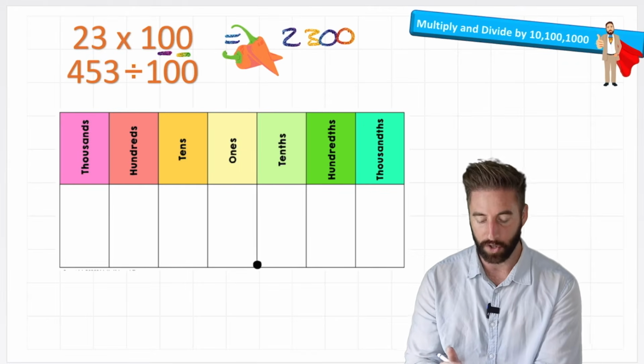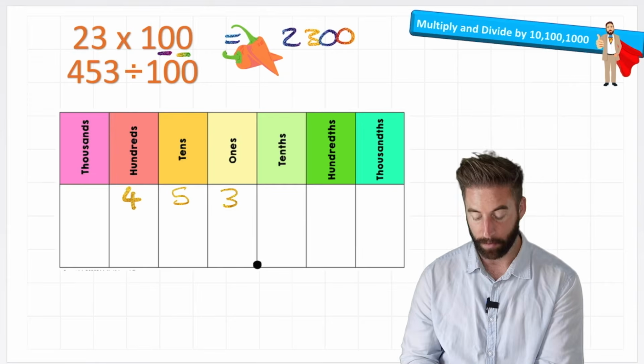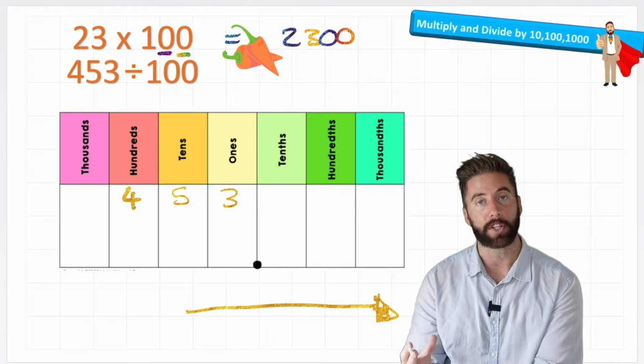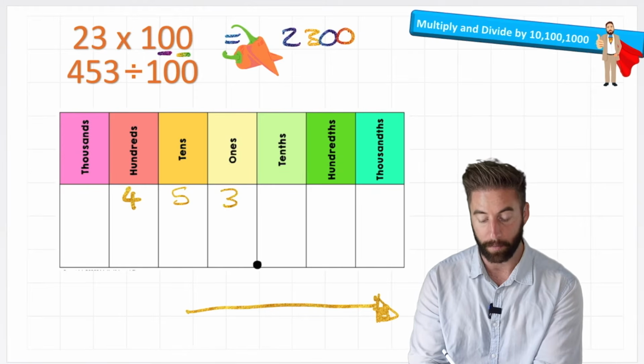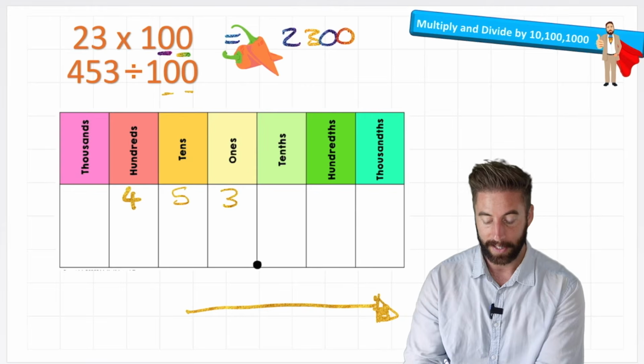Okay, so let's look at our division question. 453 divided by 100. But now I'm dividing, so remember I'm going to be going down the place value chart to the right. How many times am I going to go to the right? Well, I'm dividing by 100. I need to make it 100 times smaller, so I'm going to move it 2 places, which will make it 100 times smaller. So here we go.